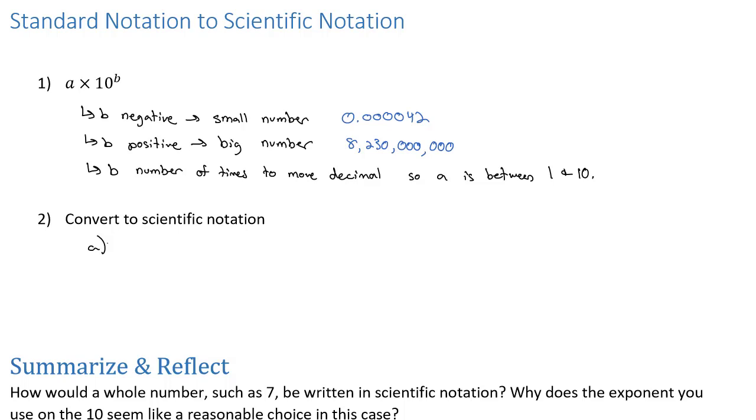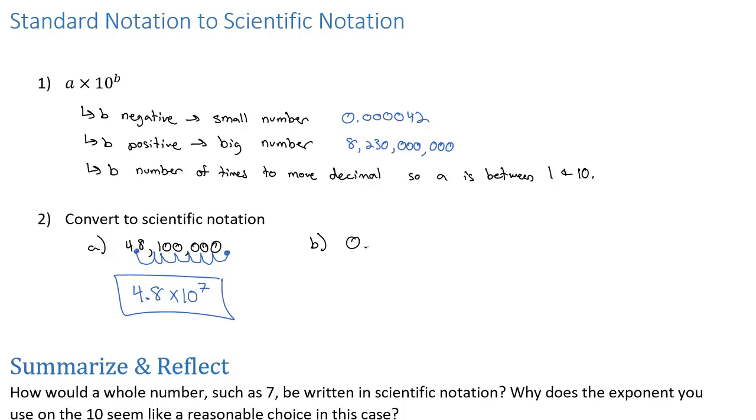So for example, if I've got 48,100,000 and I wanted to convert that to scientific notation, it's a big number, so I know the b is going to be positive. The decimal point is to the right now. To move it in front of the first digit, we go 1, 2, 3, 4, 5, 6, 7 places. So we have 4.8 times 10 to the 7th. Because it moved 7 places, we have a big number, so that exponent is positive.